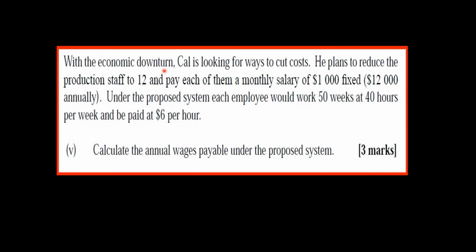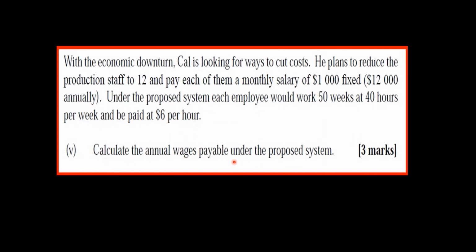With the economic downturn, Carl is looking for ways to cut costs. He plans to reduce the production staff to 12 and pay each of them a monthly salary of $1,000 fixed, $12,000 annually. Under the proposed system, each employee would work 50 weeks at 40 hours per week and be paid $6 per hour. Okay? We multiply out this year, it also equals $12,000.